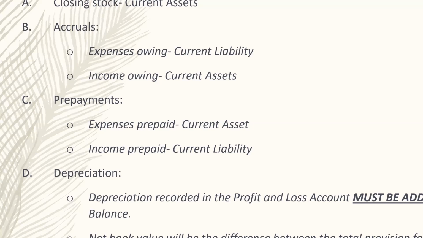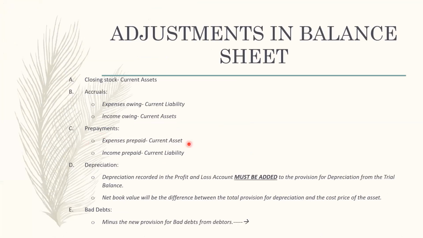And then we have prepayments, and we have prepaid expenses and prepaid income. I'm just going to highlight that. We're looking at prepayments: expenses prepaid, income prepaid. If we have income prepaid, it does not belong to the business until the next accounting period.